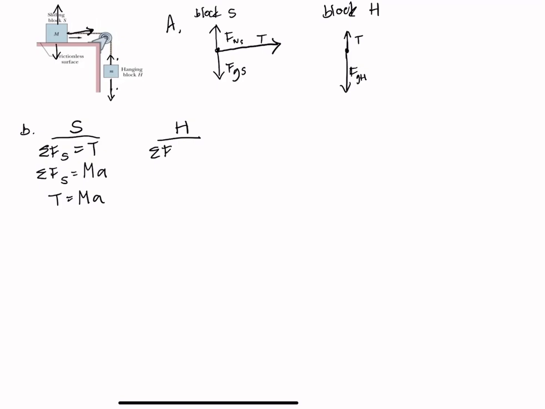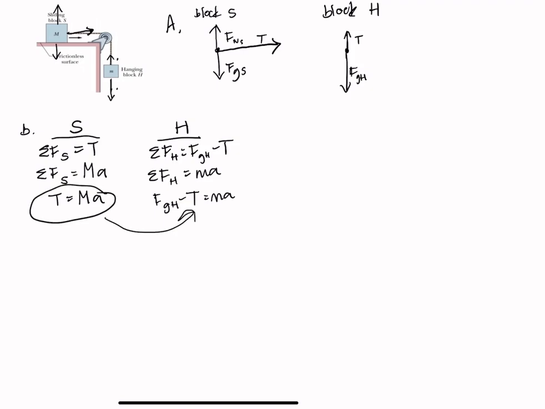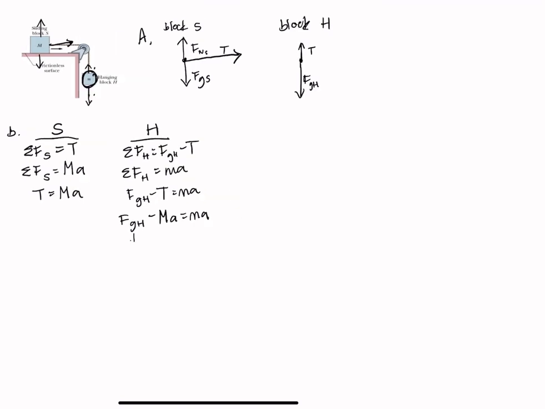The net force of block H is FGH minus tension. The net force of block H is also equal to the mass of block H times acceleration. We can set these equal to each other because we want to isolate for A. So we really just want this A to be in the equation. Since we solved for T here, we can go ahead and substitute that into there. So we can just replace this here with the mass of block H times G. We're trying to solve for the variable A, so I'm just going to add this over so that the A's can be on the same side.